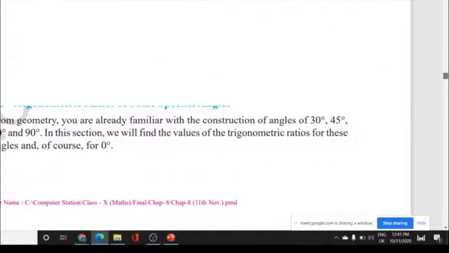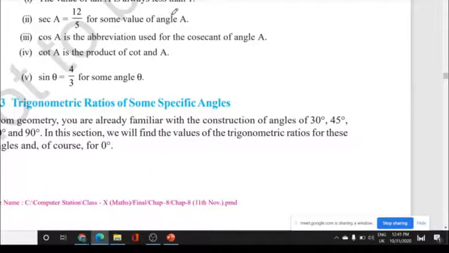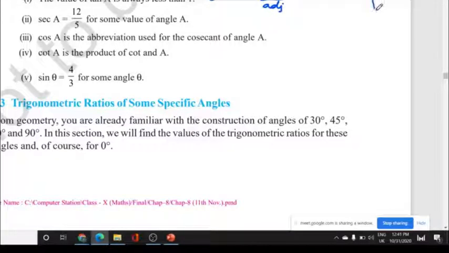Just see here. State whether the following are true or false. This one we can finish right now. The value of tan A is always less than 1. Is it correct? Tan is equal to opposite by adjacent. In a triangle, if I am taking this angle, then the opposite side is smaller, so it will be less than 1. But if I am taking this other angle, the opposite side becomes greater. Will it be less than 1? No. So it is false.